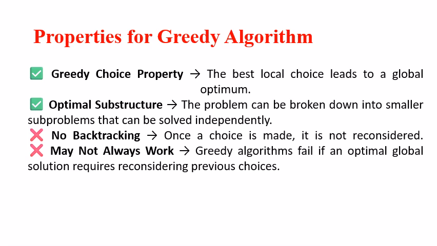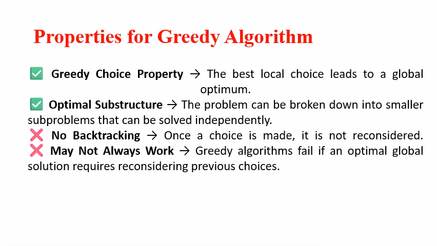It may not always work. In a greedy algorithm, we assume that at every stage the local solution is optimal, but that is not always true. Greedy algorithms fail if an optimal global solution requires reconsidering a previous choice. Since we are not allowed to backtrack, sometimes we may have chosen a wrong solution at a particular stage. Who knows, that small contribution may affect the global solution a lot. So we should be very careful while making a decision based on the greedy choice property.